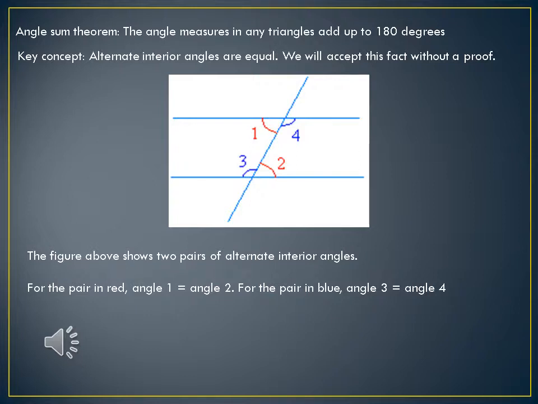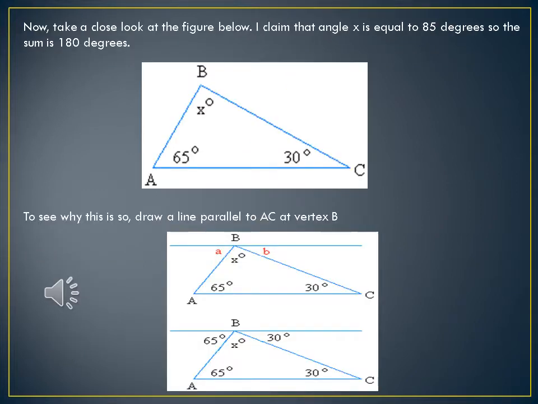The figure above shows two pairs of alternate interior angles. For the pair in red, angle 1 equals angle 2. For the pair in blue, angle 3 equals angle 4. Now, take a close look at the figure below. I claim that angle x is equal to 85 degrees, so the sum is 180 degrees. To see why this is so, draw a line parallel to AC at vertex B.